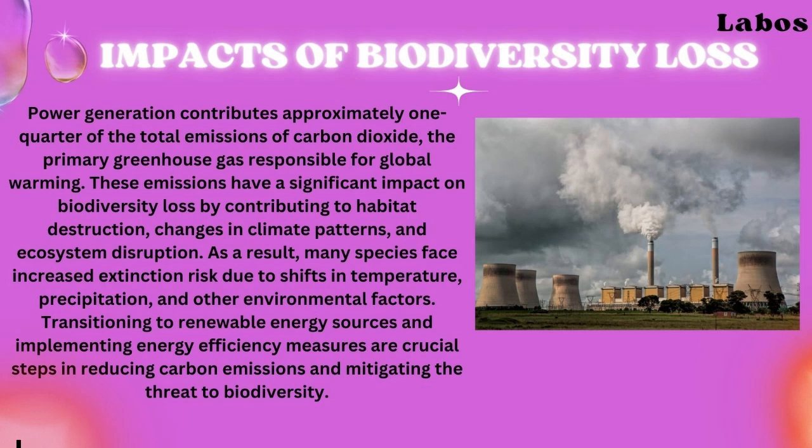Power generation, like making electricity, releases a lot of carbon dioxide, which is a major cause of global warming. This warming affects nature a lot. It messes up habitats, changes weather patterns, and disturbs ecosystems. Because of this, many plants and animals are in danger of dying out because they can't adapt fast enough to the changes. To help, we need to switch to cleaner energy sources like wind and solar power and use energy more efficiently. This will cut down on carbon emissions and protect biodiversity.